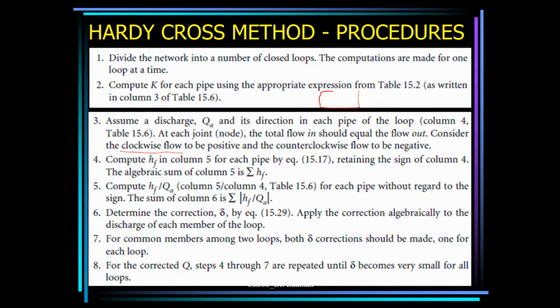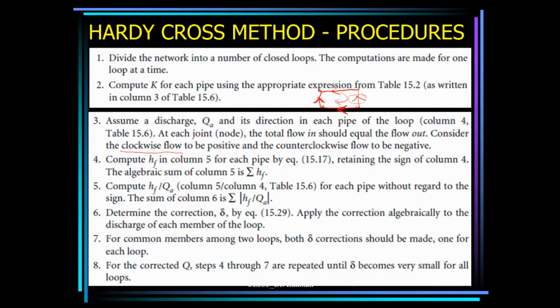Let's assume we have this loop made up of 4 pipes, with clockwise flow positive. If we assume the flow in this pipe is in this direction, this one in that direction, this one in this direction, and this one in this direction, then the flow in this pipe is against the clockwise direction. It's counterclockwise, so it is negative. This one also, so this is clockwise, and this is counterclockwise. So they will be negative.